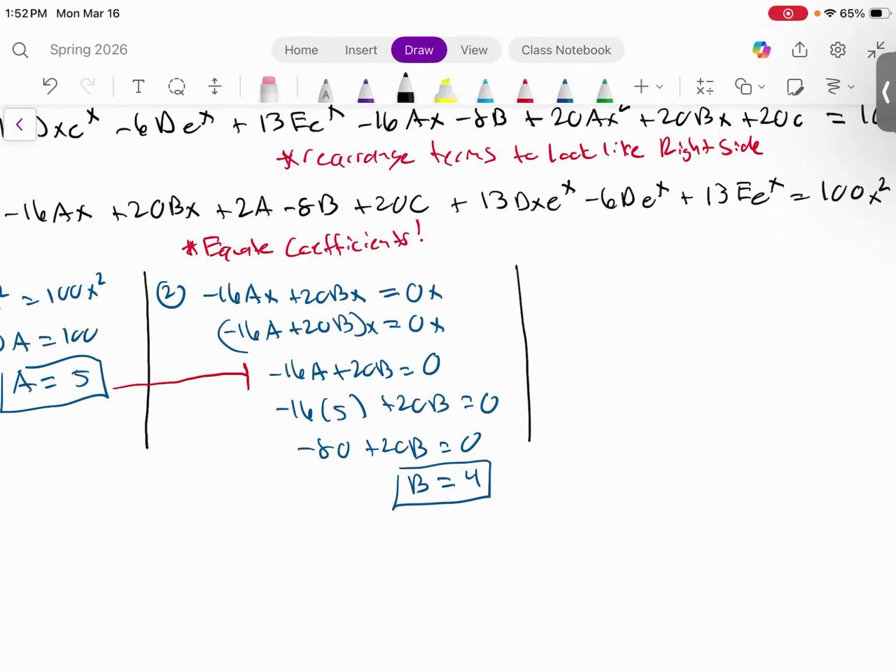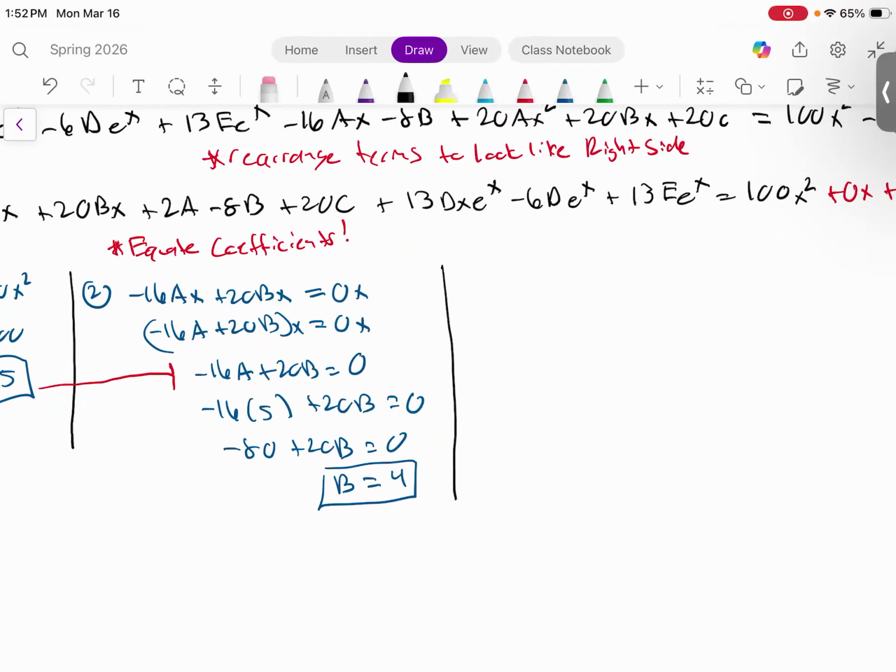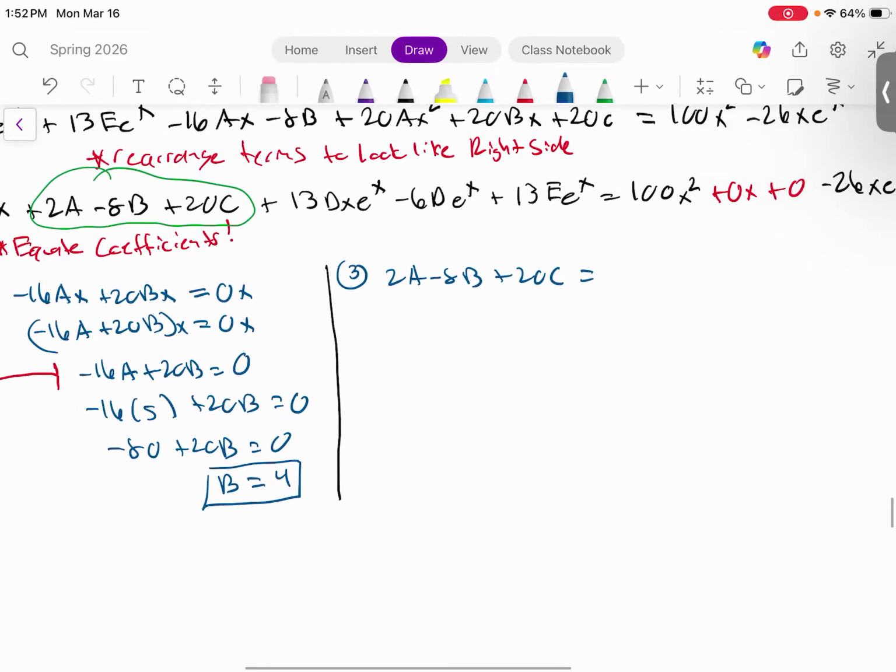Okay, so we have a and b. Let's move on to our third equation now, which is just the constants. So just these constants right here. So what this would end up being is our third equation. We have 2a minus 8b plus 20c equals just 0.